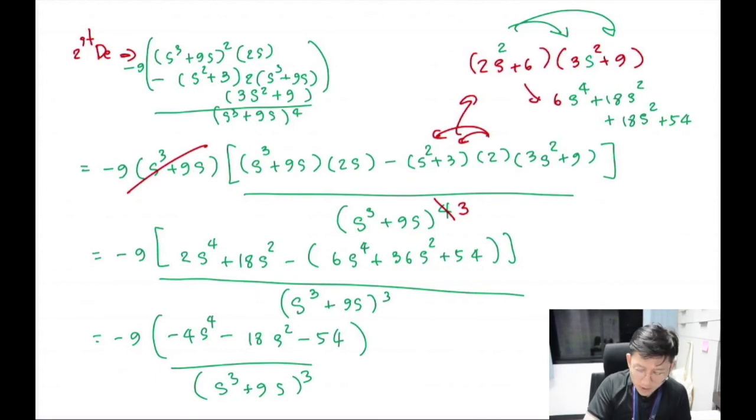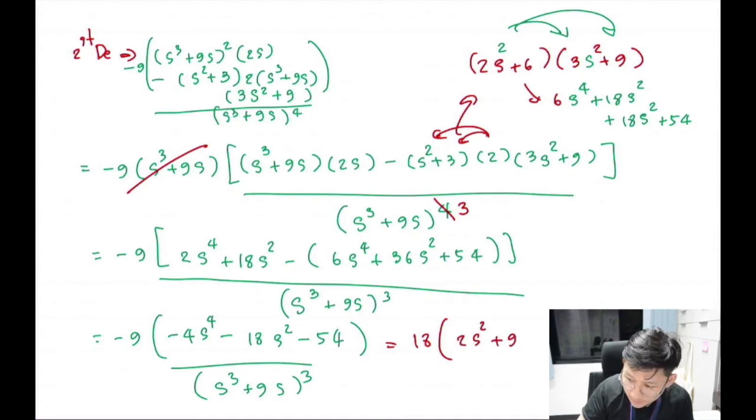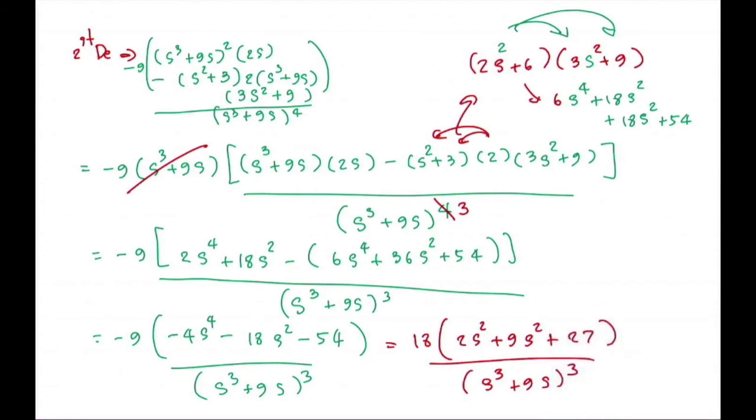And next, I pull the minus 2 out. So I would have 18 2s squared plus 9s squared plus, what is it? 25, 27 divided by s cubed plus 9s cubed, like that. Okay. And guys, that's it. That's done. Okay. And that is the end of the section 2.